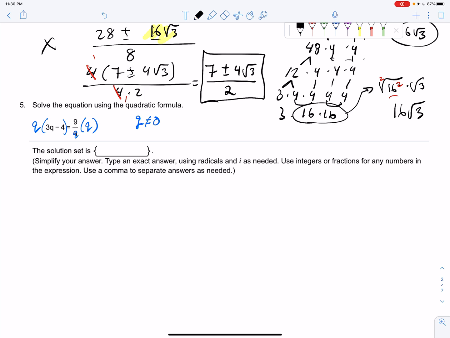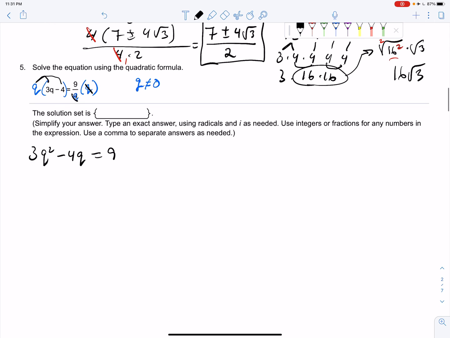When we multiply this, what do we end up getting? q times 3q is 3q squared, and q times the negative 4 is minus 4q. On the right-hand side, the q's will reduce, leaving a 9. Let's put this in standard form, which means I must subtract a 9 on both sides. And when I do that, I get 3q squared minus 4q minus 9 equals 0. I have it in standard form now.